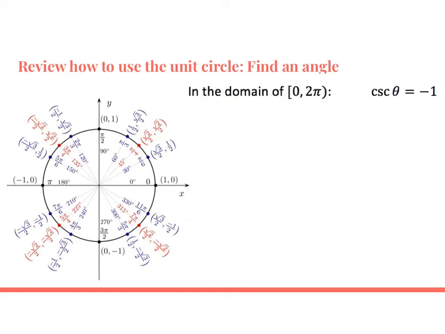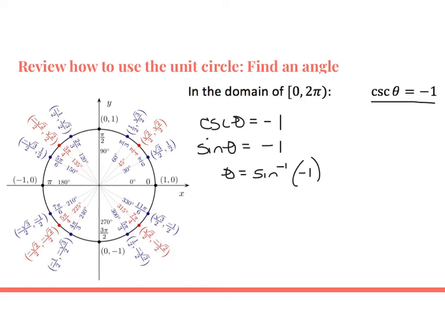Now, even though cosecant is not on our unit circle, we can think about what cosecant really is. So cosecant of theta equals negative 1. The reciprocal of cosecant is sine. And the reciprocal of negative 1 is still negative 1. We flipped both of them. So really what we're looking for here is where sine equals negative 1.